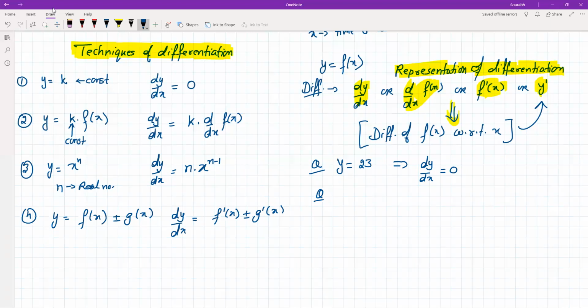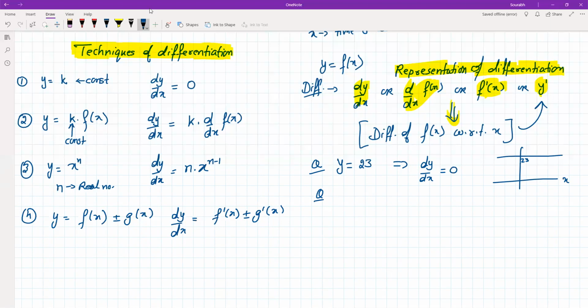Okay, so this is also, I mean, not a proof, but it is how to explain it. If y is equals to 23, that means the graph of this function will be something like this. Here y is 23, so this line will be just like that.